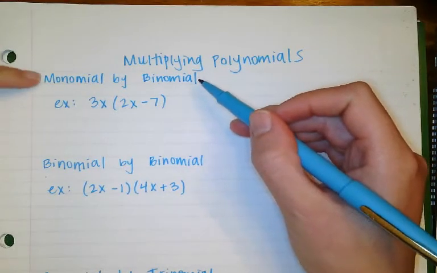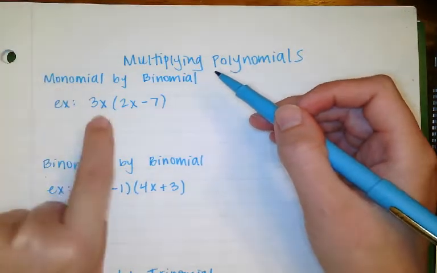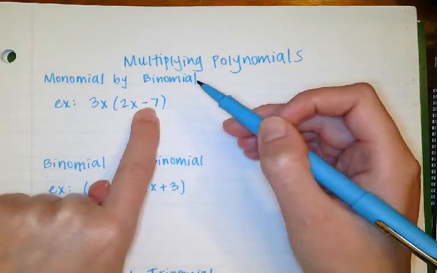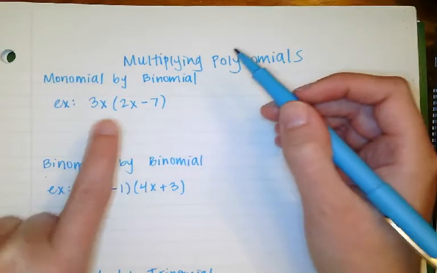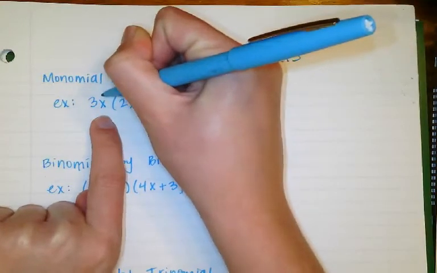So on the worksheet you're going to work on, the first few are multiplying a monomial, a single term, by a binomial that has two terms that are separated by addition or subtraction. And for this, hopefully it makes you think back to distributing because that's exactly what we're going to do.